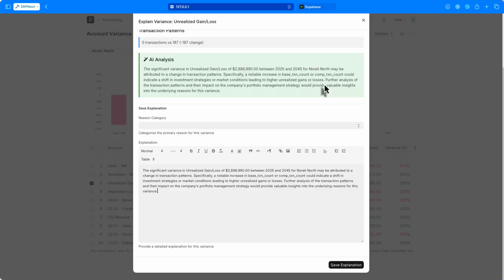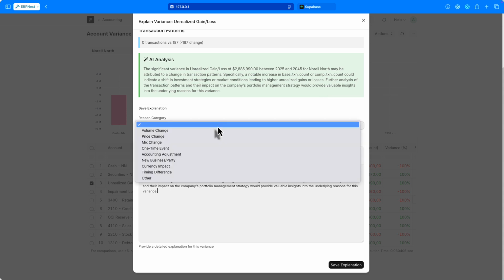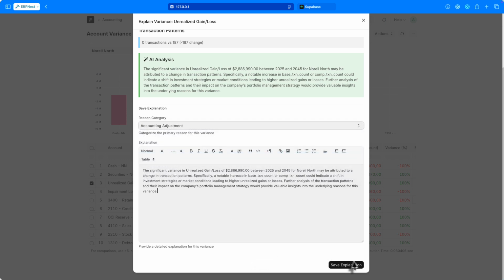The significant variance in unrealized gain/loss may be attributed to a change in transaction patterns. Specifically, a notable increase could indicate a shift in investment strategies or market conditions leading to higher unrealized gains or losses. Of course, we can also override the AI variance explanation. We select the reason category, accounting adjustment, and save the explanation.